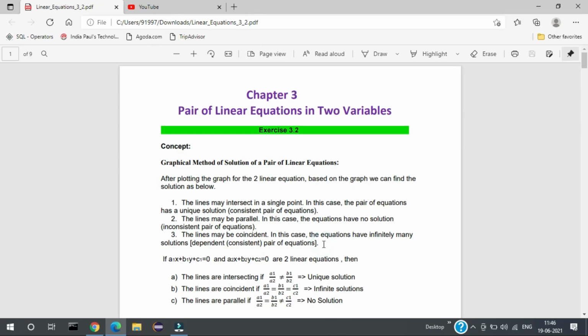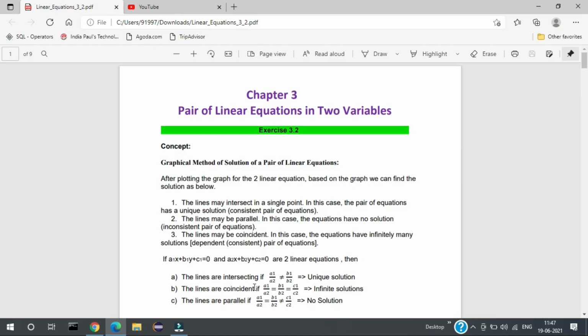So, for any two linear equations, we may have three cases of solutions. The first is that the lines may intersect in a single point, the second is that the lines may be parallel, and the third is that the lines may be coincident. So we have three types of cases. Suppose we have taken two equations, a1x + b1y + c1 = 0 and a2x + b2y + c2 = 0, which are two linear equations.